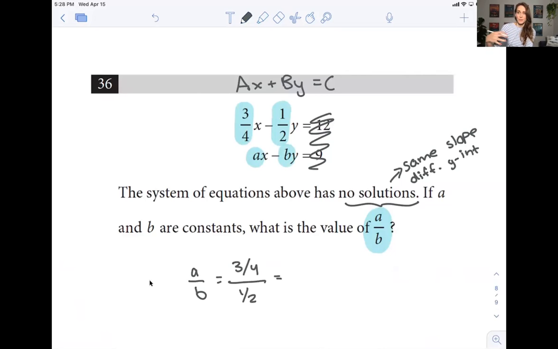In the calculator, you can plug that right in, and you would get 3 over 2, or 1.5 as your answer here. Either answer would be credited.